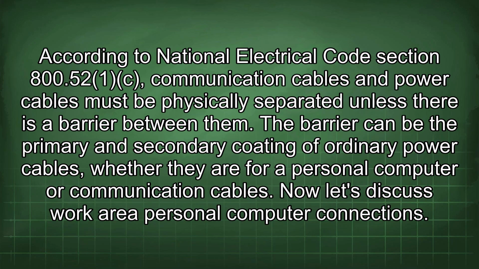According to National Electrical Code Section 800.52 NEC, communication cables and power cables must be physically separated unless there is a barrier between them. The barrier can be the primary and secondary coating of ordinary power cables, whether they are for personal computer or communication cables. Now let's discuss work area personal computer connections.